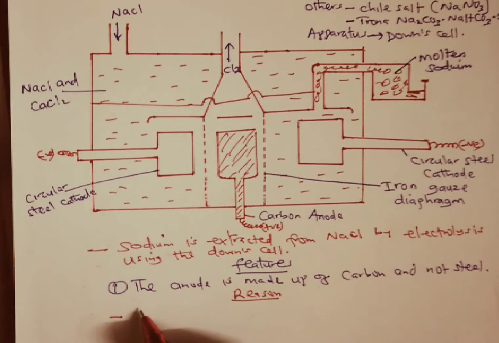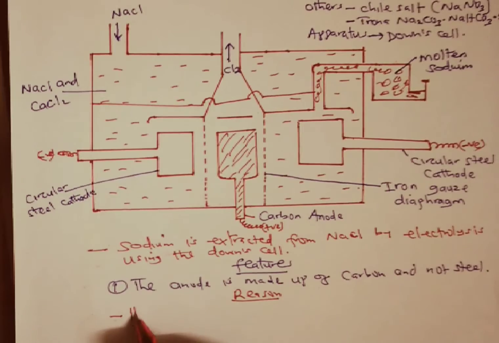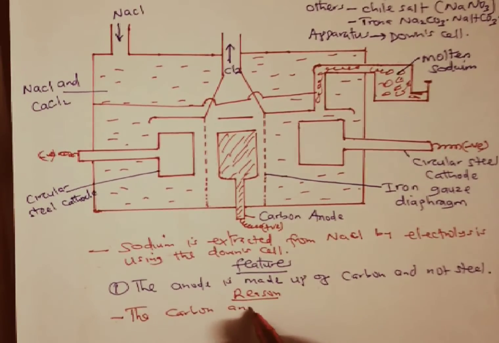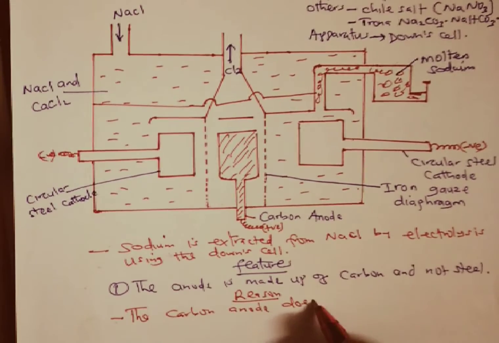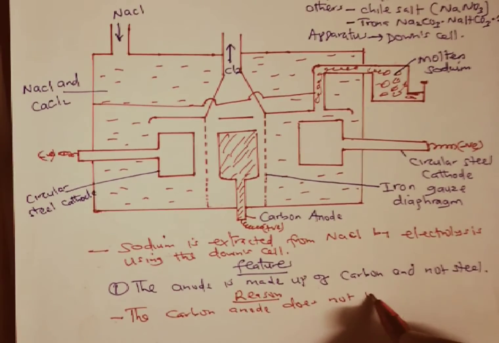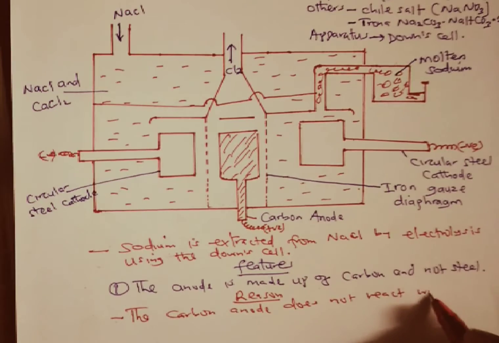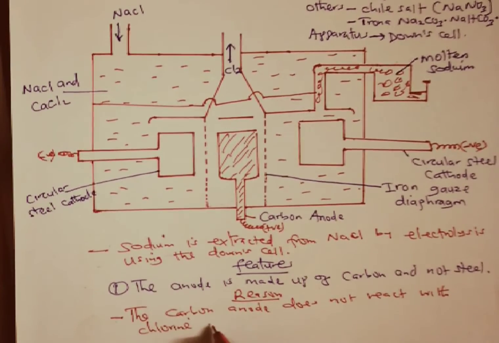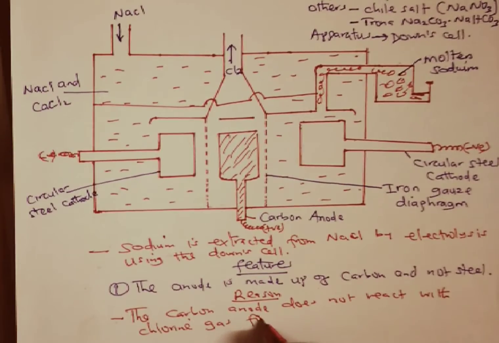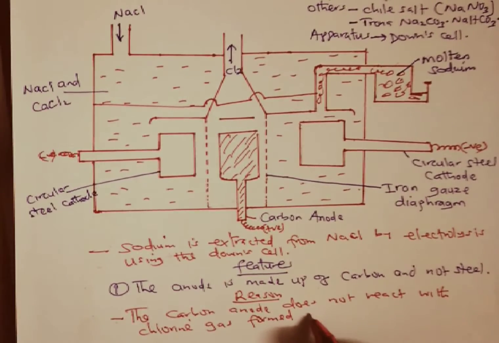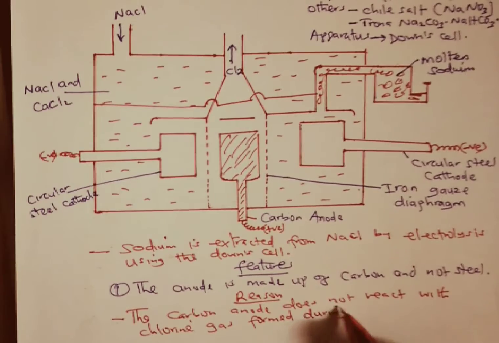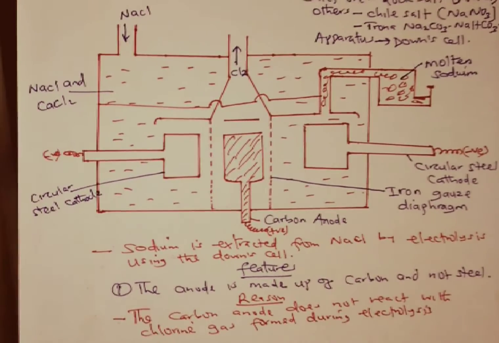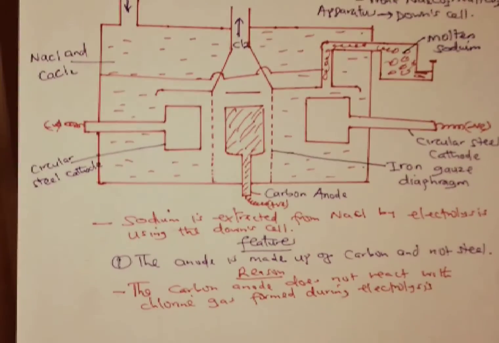We can say the carbon anode does not react with chlorine gas formed during electrolysis. That is one of the features of the Downs cell.